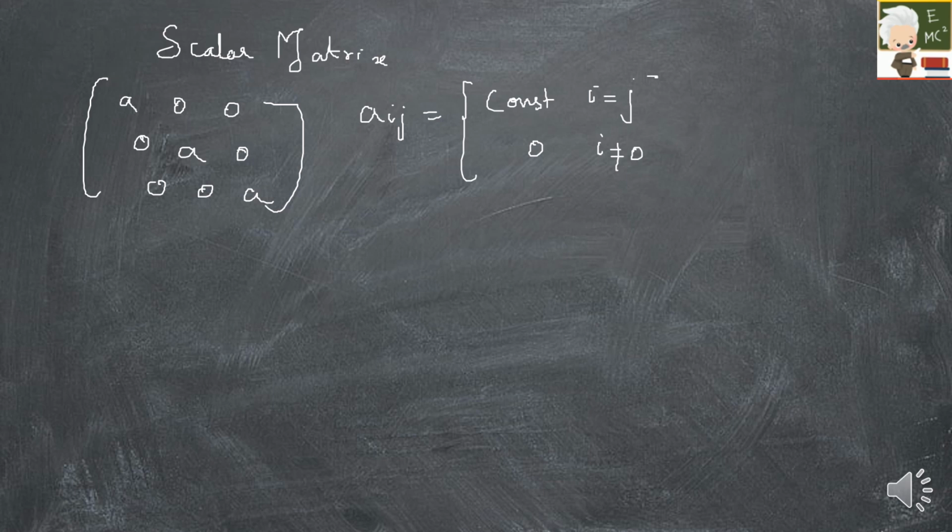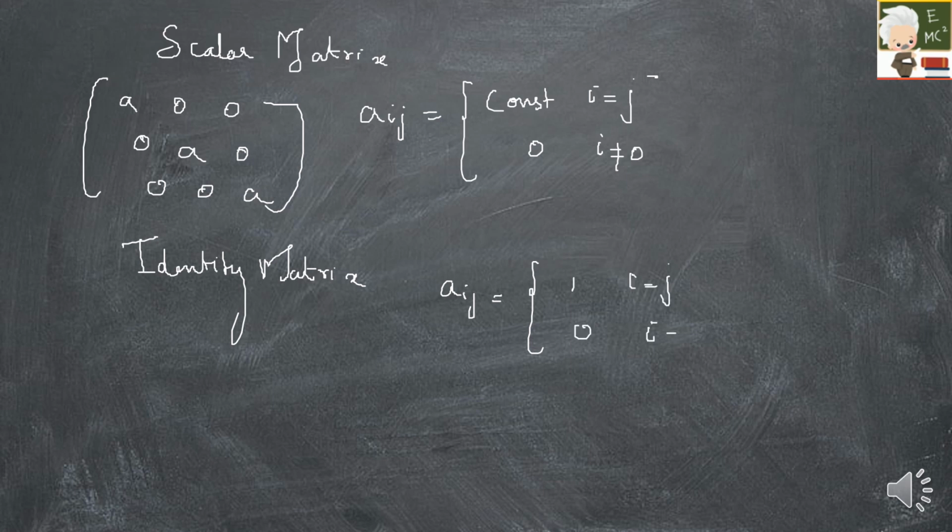Next is the identity matrix. Here I can write the condition as Aij is equal to 1 if i is equal to j, and it is 0 if i is not equal to j, right? So how does an identity matrix look? It looks like 1, 0, 0, 0, 1, 0, 0, 0, 1. So the diagonal elements are 1. So this is an identity matrix.